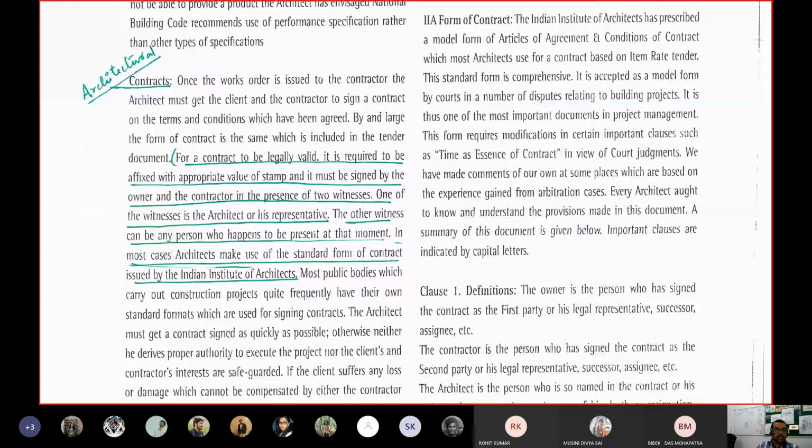And the other witness can be any person who happens to be present at that moment of signing of the contract. In most cases, architects make use of the standard form of contract. So on the right hand side, you can see on the top, the second column, IIA form of contract. Remember, this is Indian Institute of Architects form of contract. It is not 2A form of contract. It is IIA form of contract.